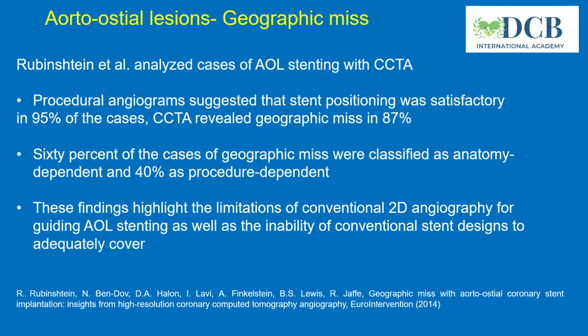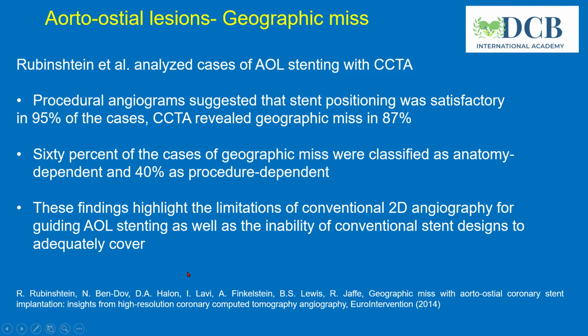This is a paper from Rubinstein et al. They analyzed the aortic lesion stentings with CTCA. By procedural angiogram alone, the position was satisfactory in 95% of the cases, but when CTCA analyzed it retrospectively, there was geographic miss in 87%. Among the geographic misses, 60% were anatomical misses, and 40% were procedure-dependent misses.